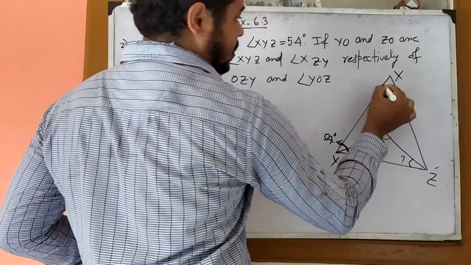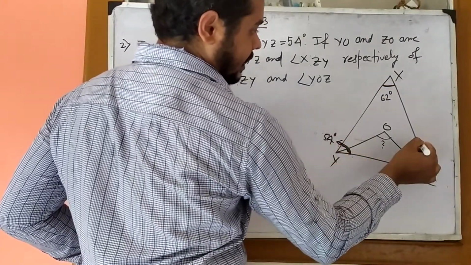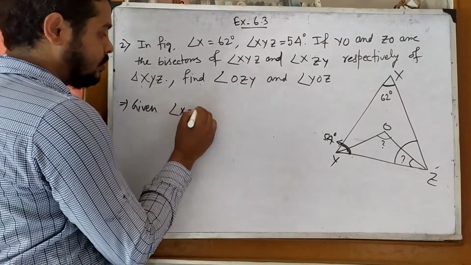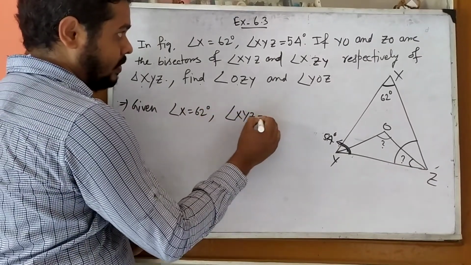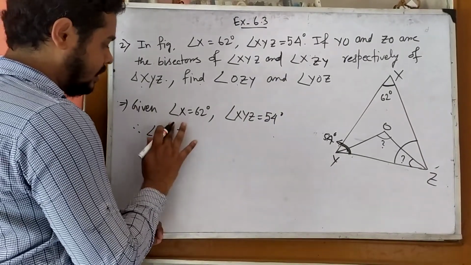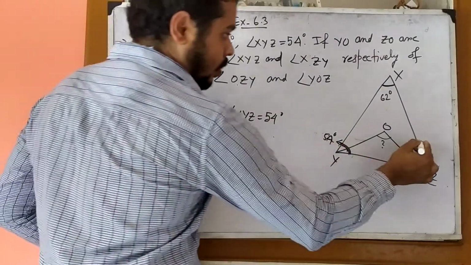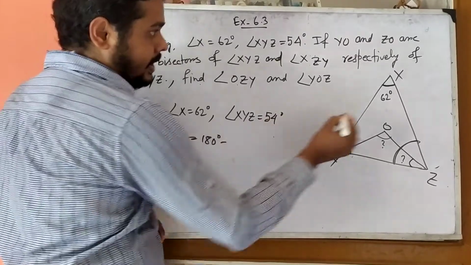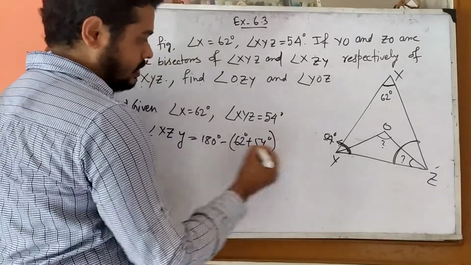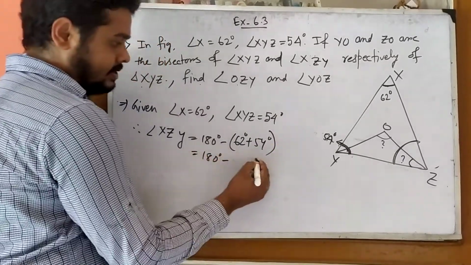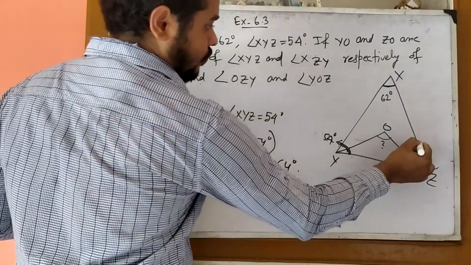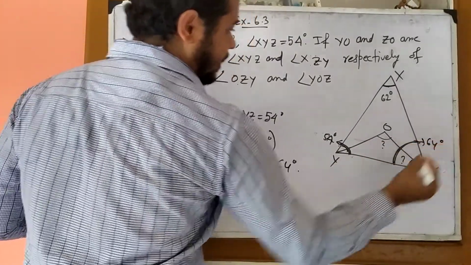Okay. Now this is 62 degrees. The whole angle is 54 degrees. Therefore, given angle X equals 62 degrees and angle XYZ equals 54 degrees, angle XZY, the whole angle, will be 180 minus the sum of these two angles, that is 62 plus 54 degrees, that is 180 minus 116 degrees, that is 64 degrees. So the value of that angle is 64 degrees.